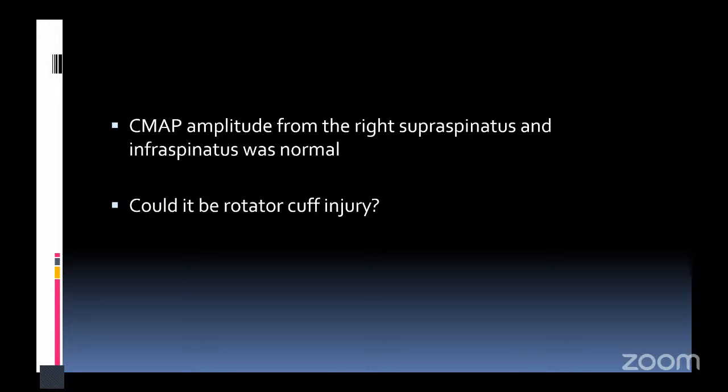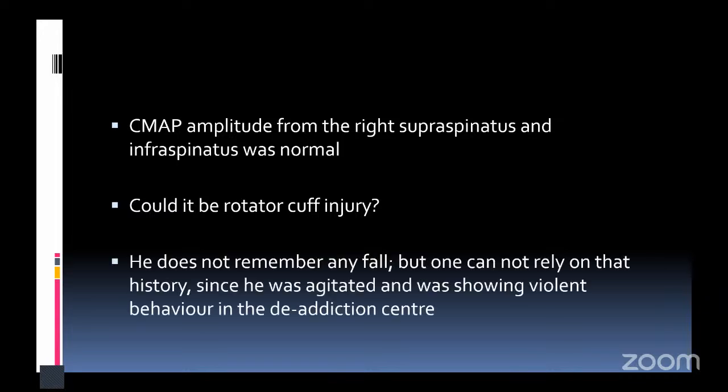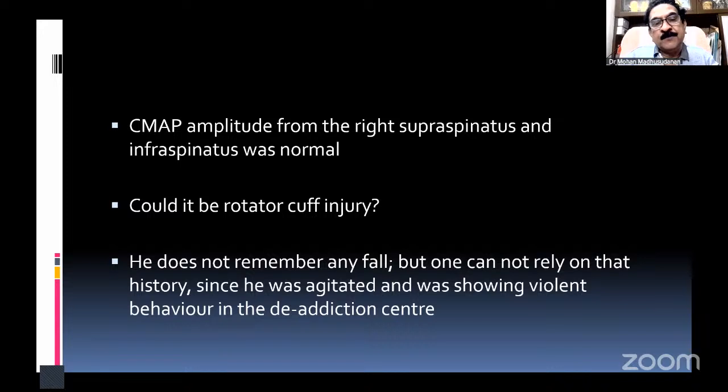Okay, sir. So what test will you do to find that out? MRI, shoulder joint, sir. He does not remember any fall; I asked about any fall. He fell down on the right shoulder because of this, since EMG is normal. So one can only rely on history, since he was agitated and showing violent behavior in the de-addiction center.